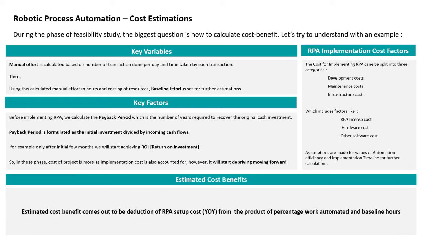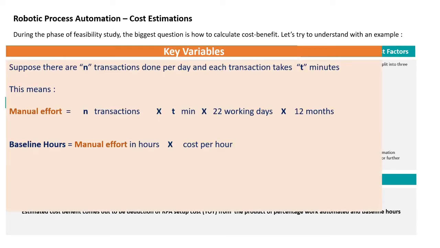While looking into the robotic process automation cost estimations, we'll be working on the key variables, key factors, implementation cost factors, and finally, we'll be formulating a formula for the easy calculations. So let's start. If we talk about the key variables, let's take an example. Suppose there are n transactions done per day and each transaction takes 10 minutes.